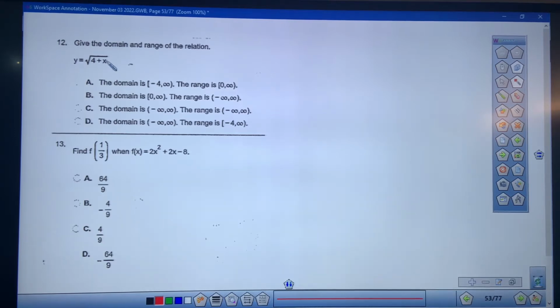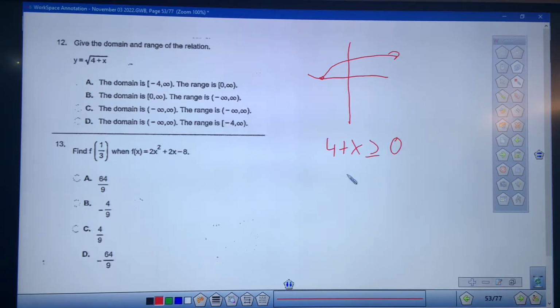All right, to find the domain, I can just graph it real quick. So it would be negative 4 to infinity. So I go to negative 4, 0, and it would look like this. Or you can set the inside greater than or equal to 0. So 4 plus x is greater than or equal to 0. X is greater than or equal to negative 4. So that's going to be your domain, which would be bracket negative 4, comma, infinity.